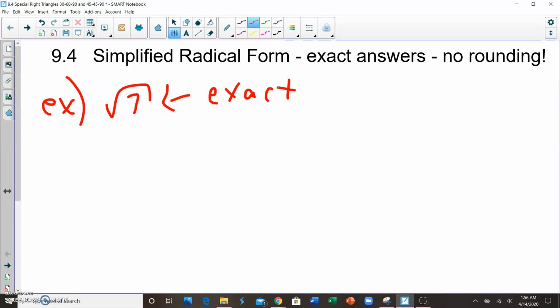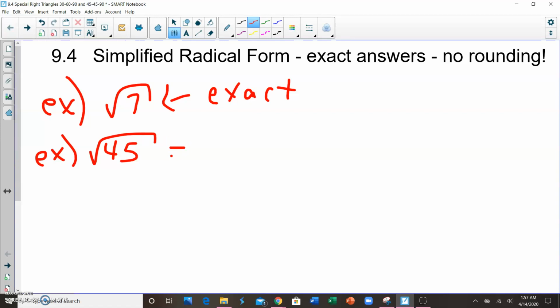There's a couple of things you need to know about simplified radical form. Let me give you another example, the square root of 45. That is also an exact answer, but that is not simplified. Whoever decided on radicals wrote rules for radicals, and we've got to follow rules like we do sometimes. So with the square root of 45, you can't have a perfect square inside the square root, and there is. 9 is a factor of 45.